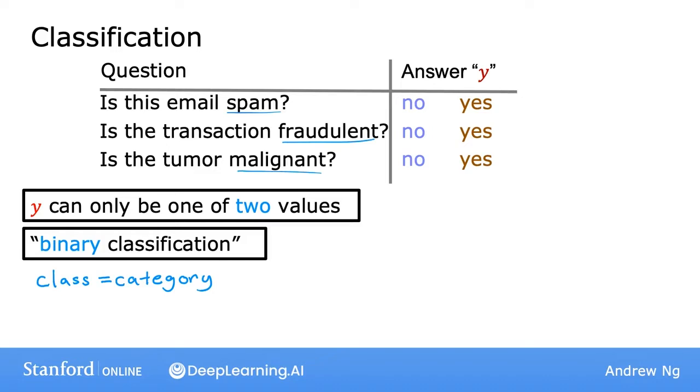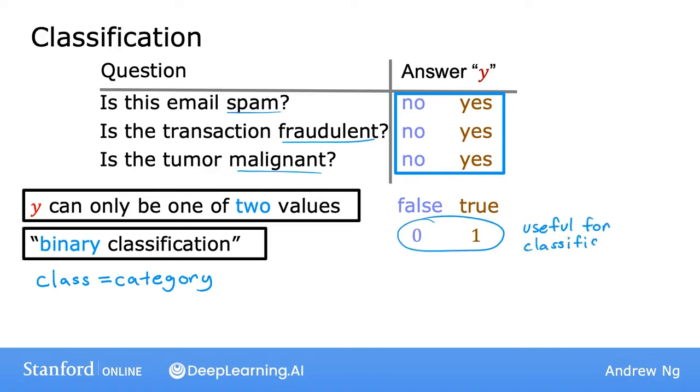By convention, we can refer to these two classes or categories in a few common ways. We often designate classes as no or yes, or sometimes equivalently false or true, or very commonly using the numbers 0 or 1, following the common convention in computer science with 0 denoting false and 1 denoting true. I'm usually going to use the numbers 0 and 1 to represent the answer y, because that will fit in most easily with the types of learning algorithms we want to implement. But when we talk about it, we'll often say no or yes, or false or true as well.